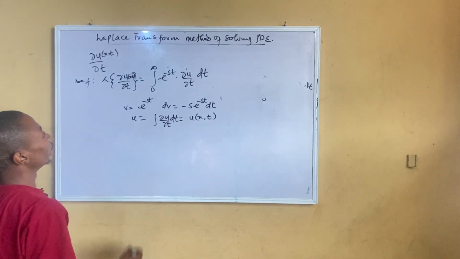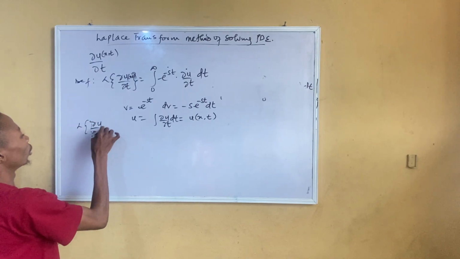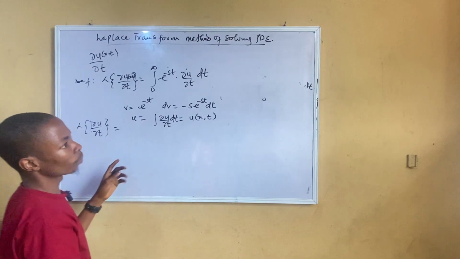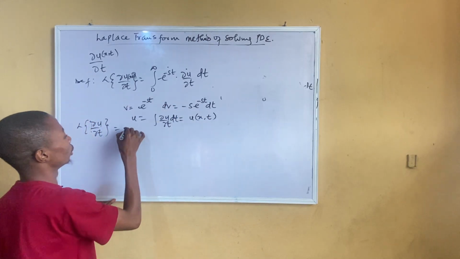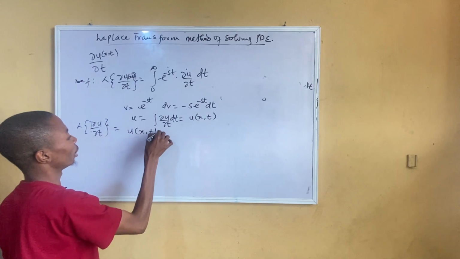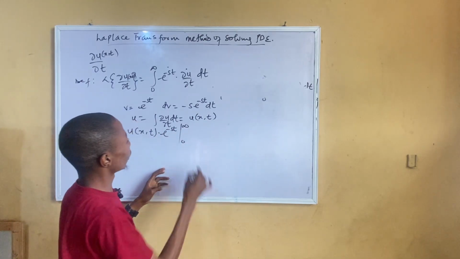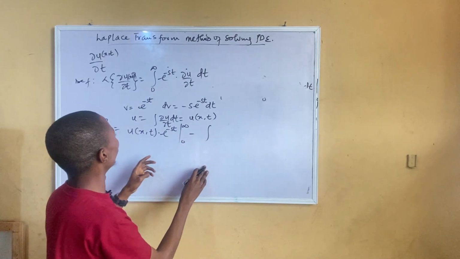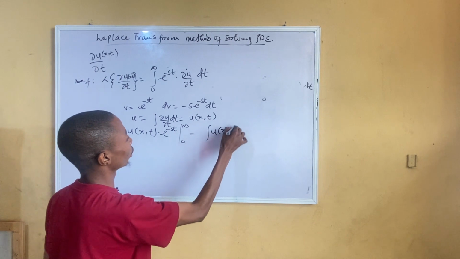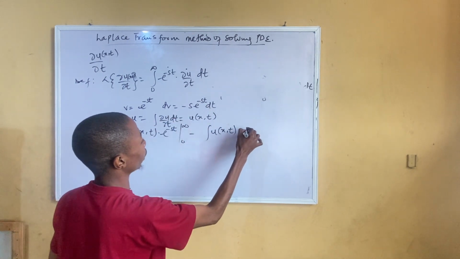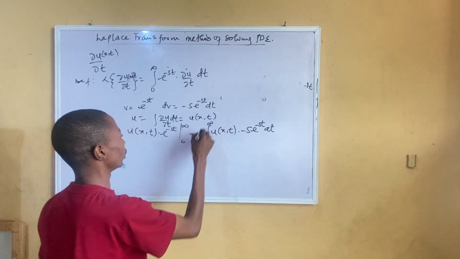So then Laplace of that du dt will be what? What is the formula of integration by parts? uv, this is u, this is v. That is u of x comma t times exponential minus st from 0 to infinity, minus the integral of u and dv, u of x comma t, and this is dv, minus s exponential minus st dt from 0 to infinity.